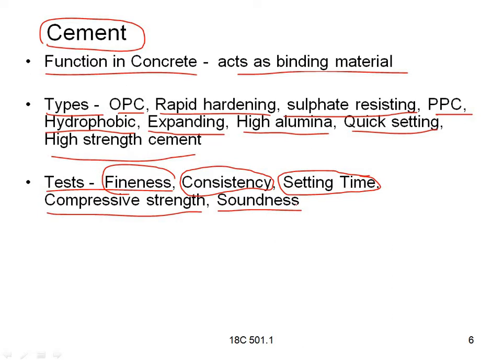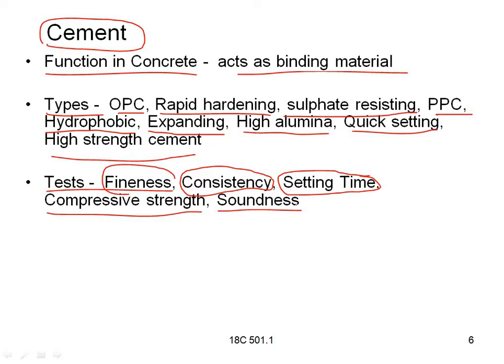So at 7 days you will get 35% of the results, and after 28 days you will get 80 to 90% of the results. That depends upon the mixing of the concrete. Then we will determine the characteristic compressive strength of concrete. That is determined in ratios such as M15, M20, M25, M30, M35 grades.